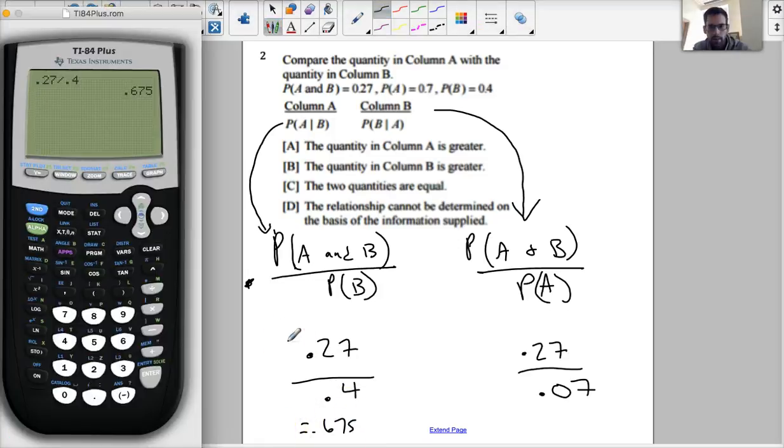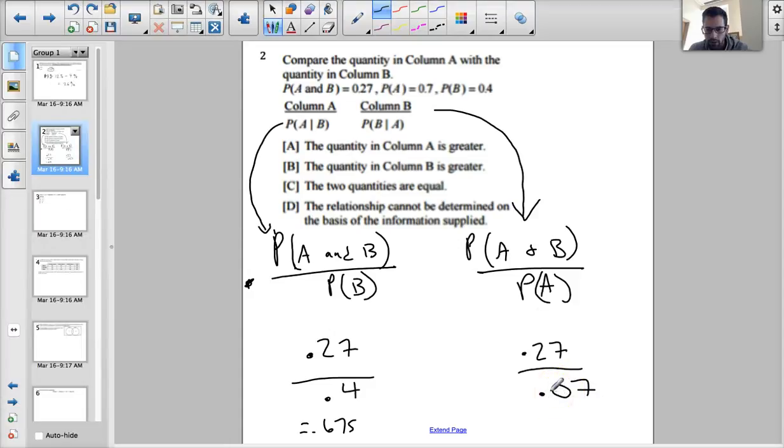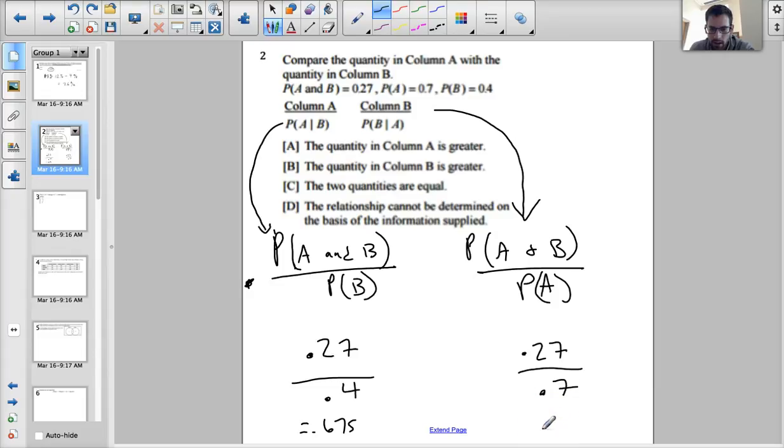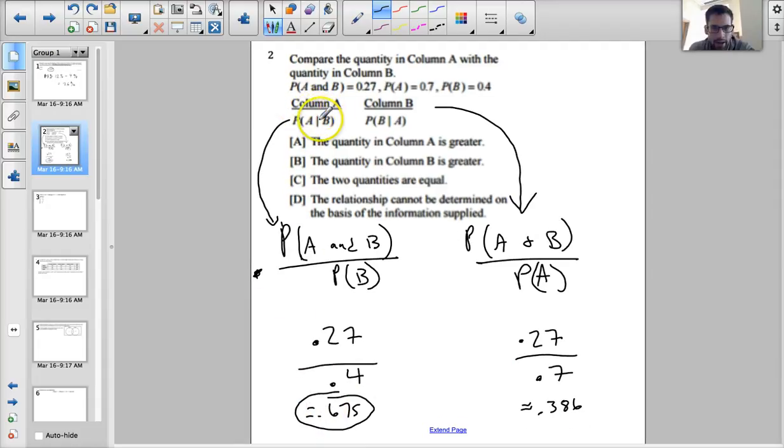And then the other one, I am dividing it not by 0.07, oops, I'm just going to be dividing it by 0.7. So let's use the eraser there. I just wrote that wrong. Divided by 0.7. So 0.27 divided by 0.7 gives me 0.386, I'll say. And so that means the probability here is going to be greater. So that is the probability of A given B. Quantity in column A is greater.